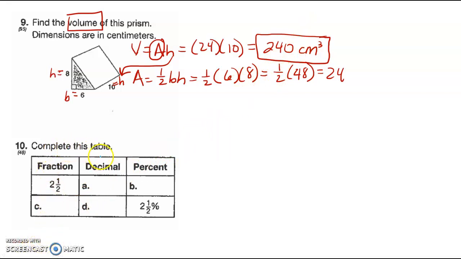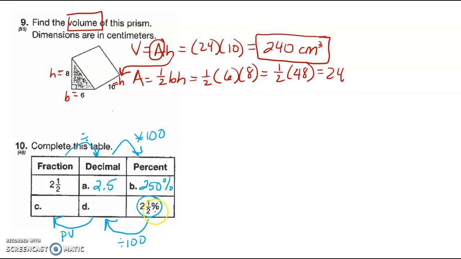Okay, complete this table. So in decimal form, I know that I divide, and then here I multiply by 100. So 1 divided by 2 is going to give me 0.5, times 100 is 50%. And then from here to here, I divide by 100, and from here to here, it's place value. This was a tough one on the last test. You guys did not do this part well, and that's okay. You're learning. But let's see if we can't get it on this one.